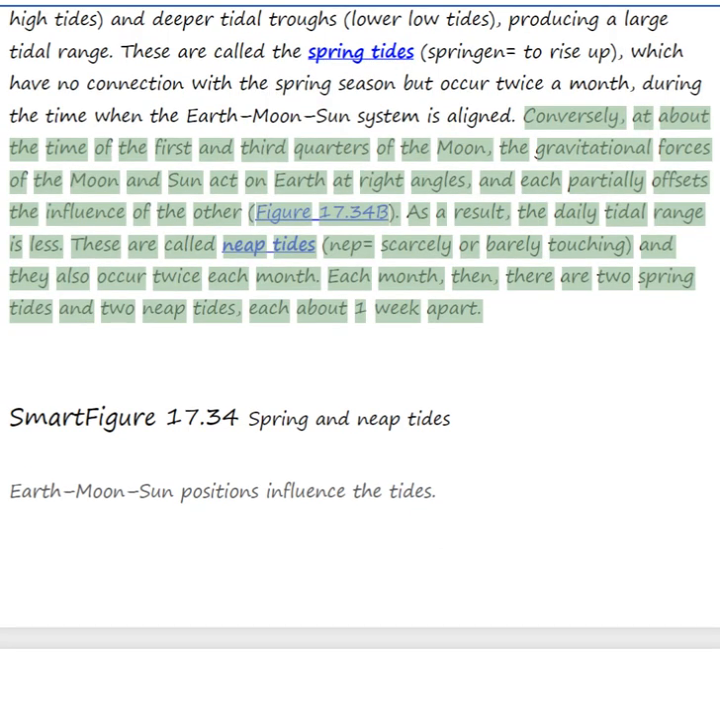Conversely, at about the time of the first and third quarters of the Moon, the gravitational forces of the Moon and Sun act on Earth at right angles, and each partially offsets the influence of the other. As a result, the daily tidal range is less. These are called neap tides and they also occur twice each month. Each month, then, there are two spring tides and two neap tides, each about 1 week apart.